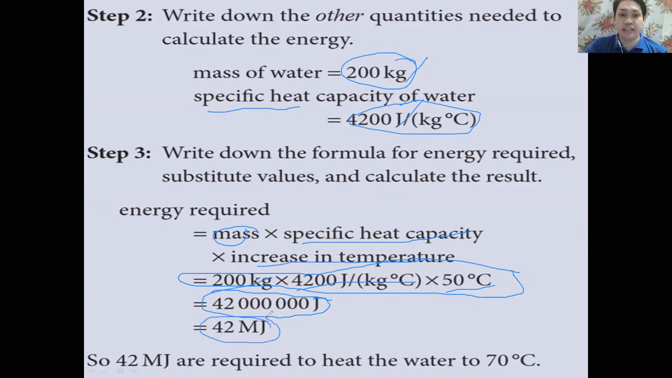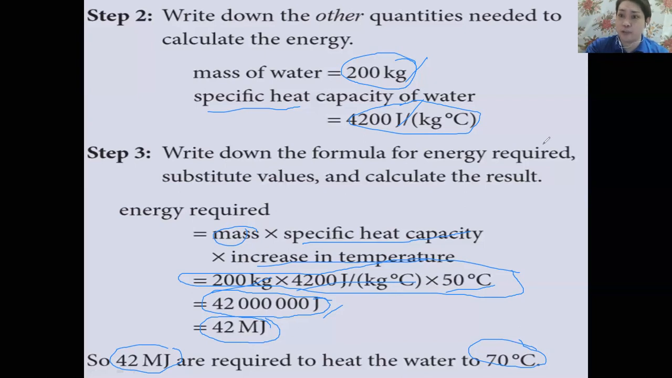Or you can rewrite it as 42 megajoules. So you can just rewrite it. I will still accept the 42 million joules if you answer that one. So 42 megajoules are required to heat the water to 70 degrees Celsius, and that is the meaning of the 42 MJ. So it requires 42 megajoules to heat the water to 70 degrees Celsius, and that is our final answer.